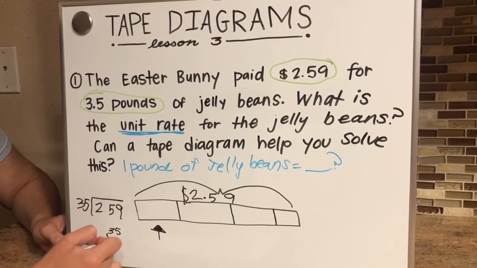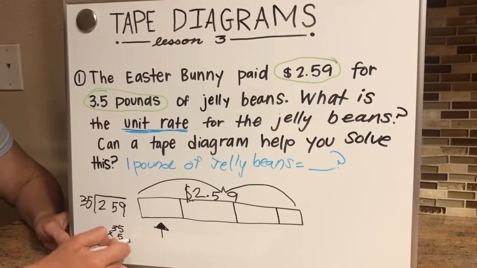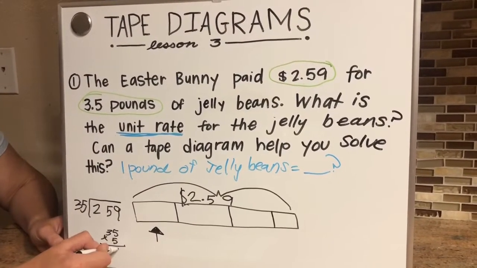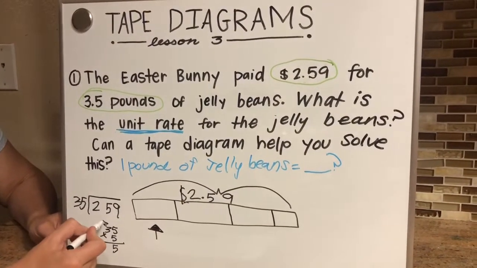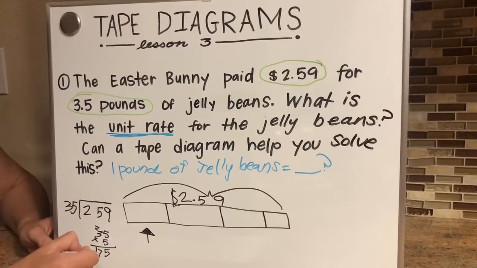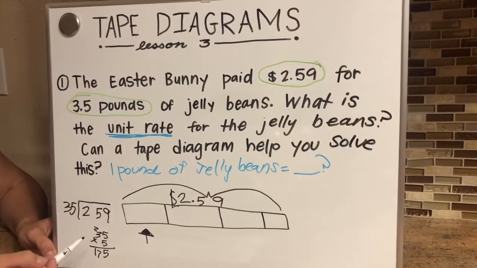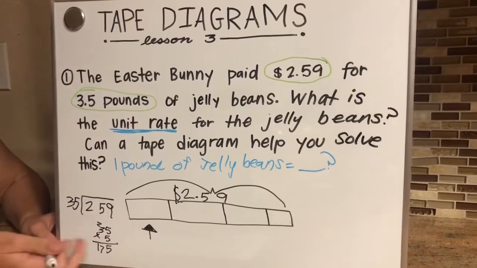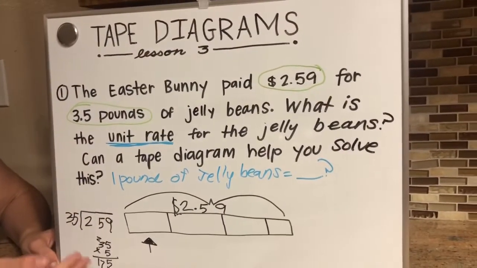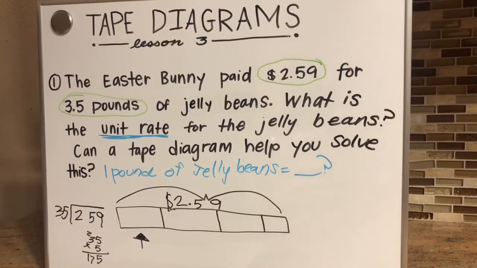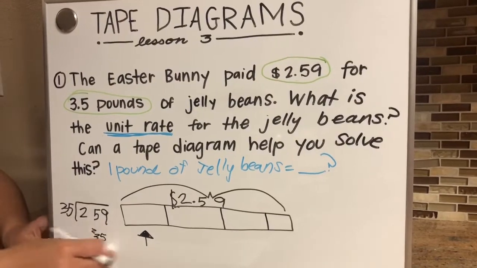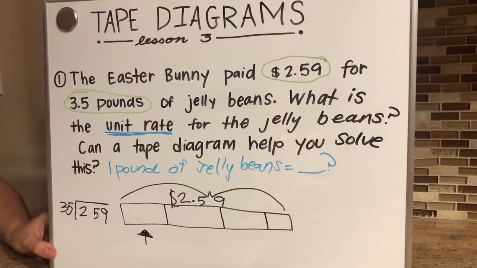35 times 5. Okay, 5 times 5 is 25. Bring the 2 up here. 5 times 3 is 15, 16, 17, 175. It's kind of close, but I think there's another number that we can multiply by 35 to get a little bit closer to 259. So let's try 7.